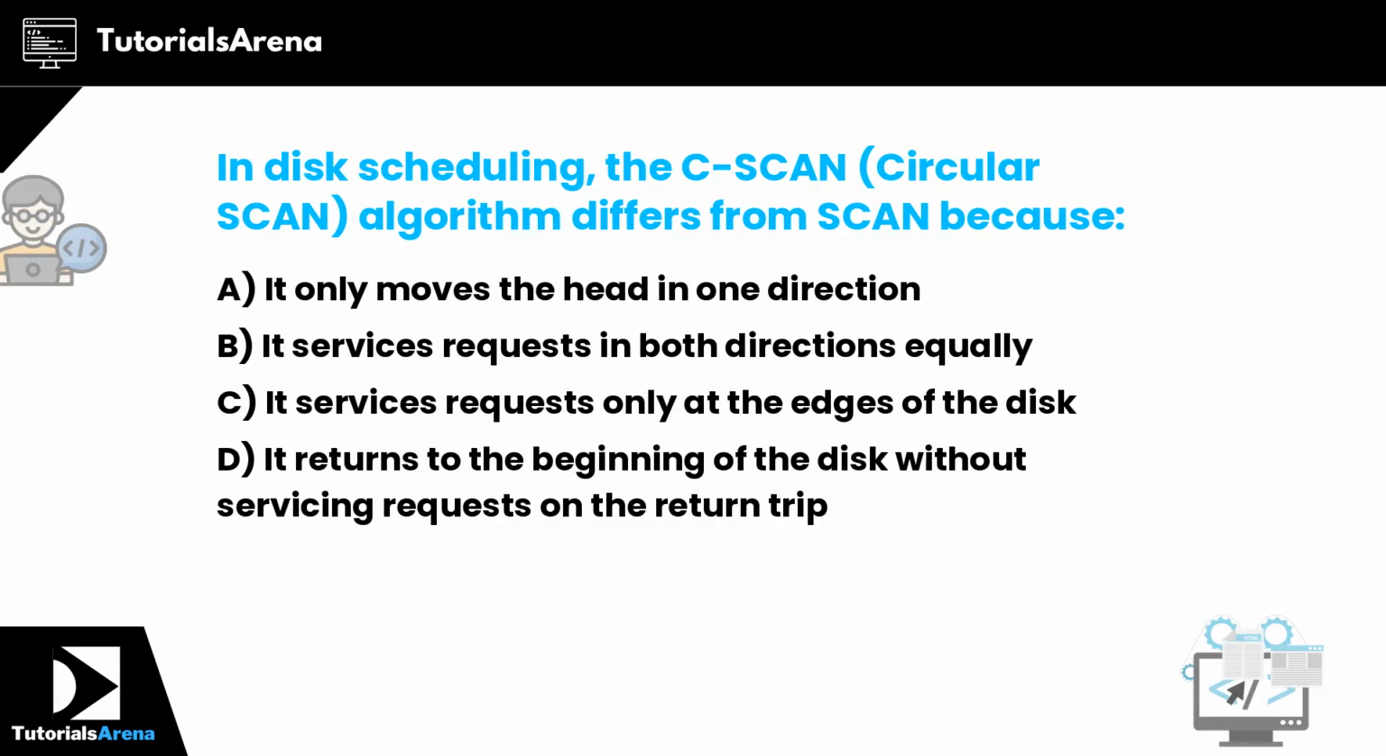In disk scheduling, the C-SCAN, circular scan, algorithm differs from SCAN because. The correct answer is option D. It returns to the beginning of the disk without servicing requests on the return trip.